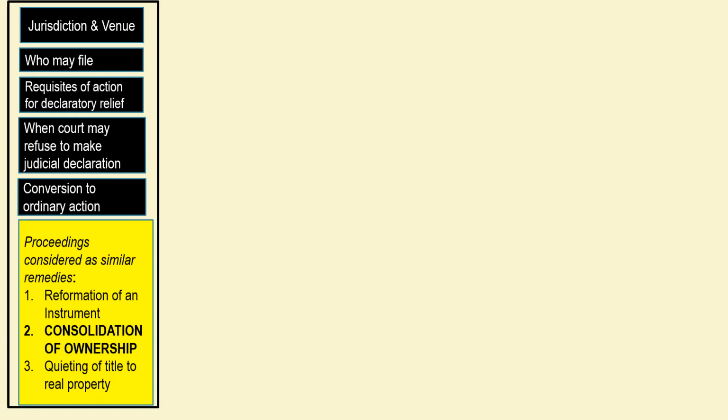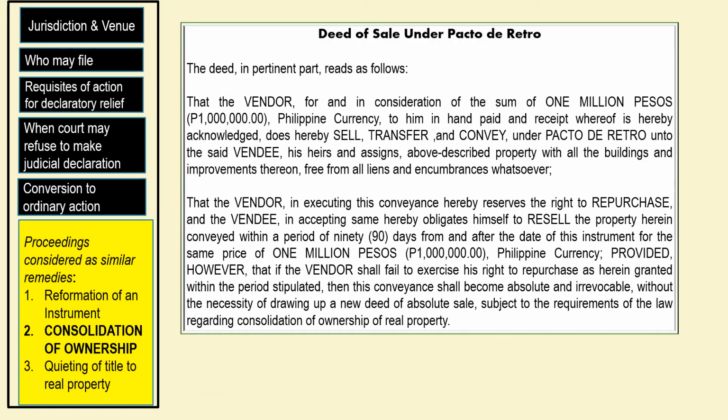We'll go now to consolidation of ownership, but before we start our discussion, let us take a look at this deed of sale under pacto de retro. Ano ba ang nangyayari pag ang agreement is a deed of sale under pacto de retro? The vendor or the seller has the right to repurchase. The buyer or the vendee has the obligation to resell. But what happens if the seller fails to exercise his right to repurchase within the period stipulated? Then the conveyance becomes absolute and irrevocable, and without the necessity of drawing up a new deed of absolute sale, subject to the requirements of the law regarding consolidation of ownership of real property.